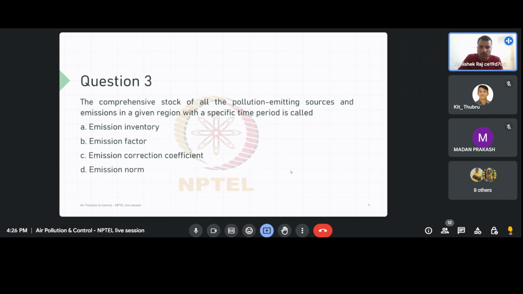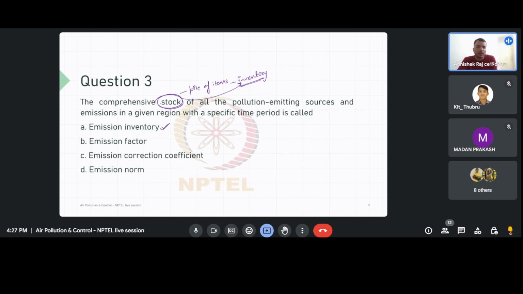Okay, we'll see the answer. Even if you don't know what the answer is, you can do it with logic. What we are being asked is the comprehensive stock. Stock is basically a pile of items, right? It's a somewhat technical term, but you would have heard that companies and industries use it for the items in their inventory, so how much stock they have. These two terms are synonymous with each other. So even if you don't know, you can make an educated guess and it will be emission inventory.